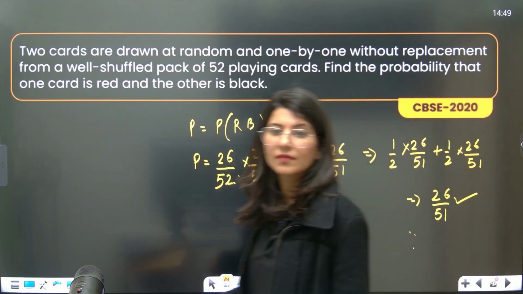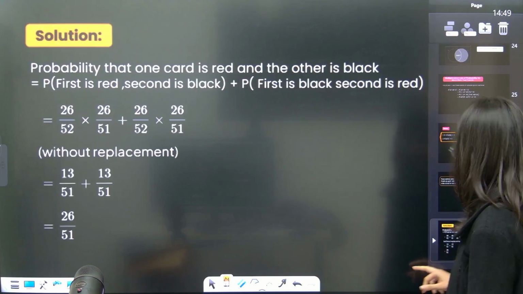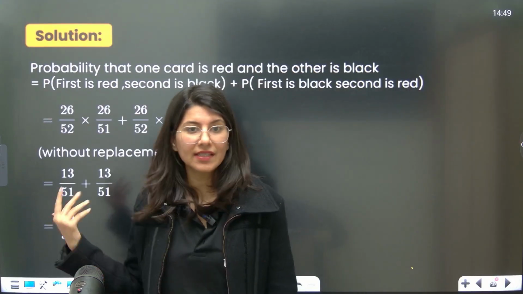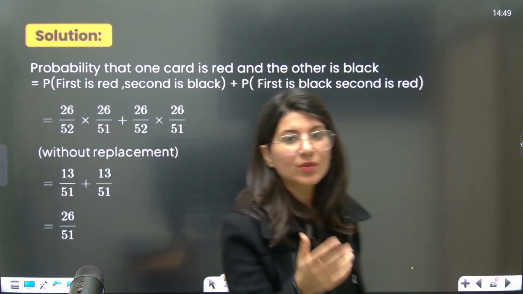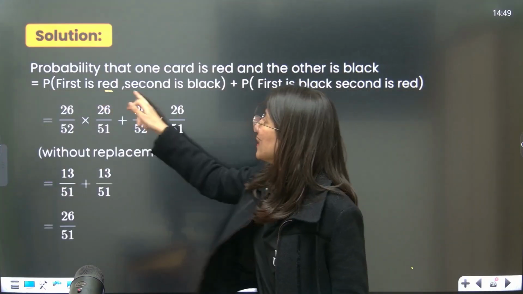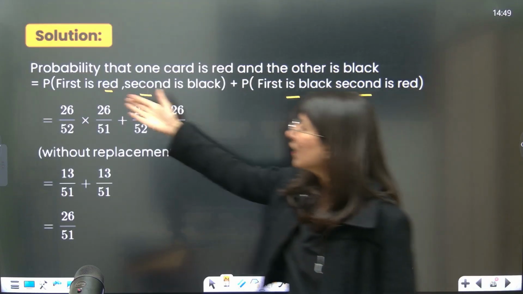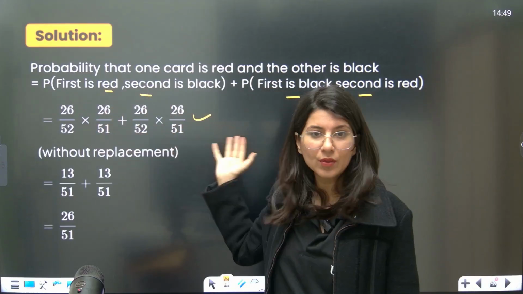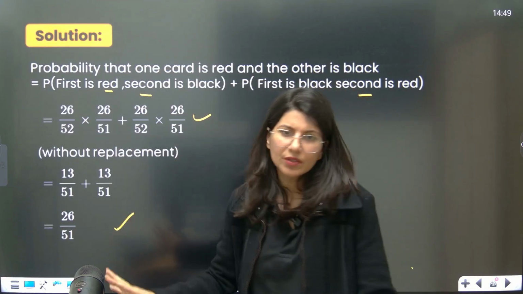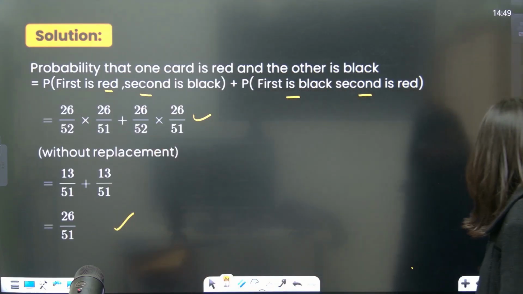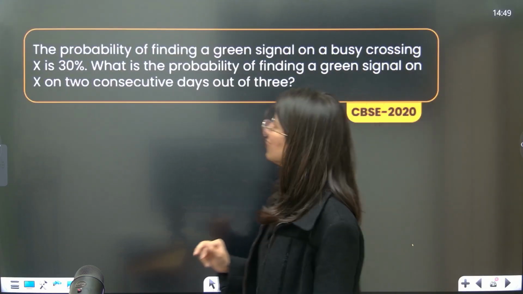Now, ma'am, how to write it properly? See on the screen: the probability that one card is red and the other card is black is equal to probability of first being red and second black, plus probability of first being black and second red. Same calculation, without replacement obviously. Now you do the calculation on your own, and then write the correct answer step by step.